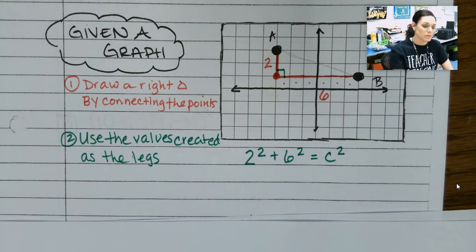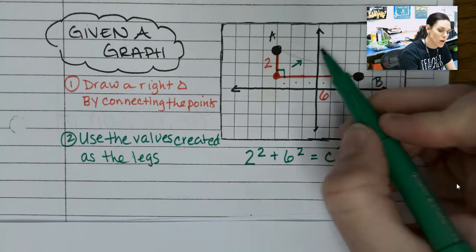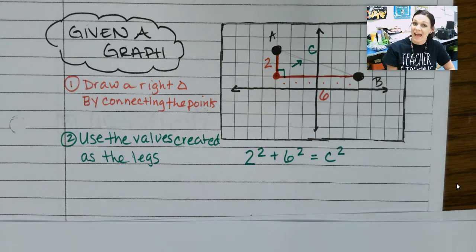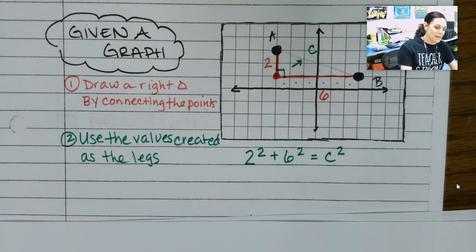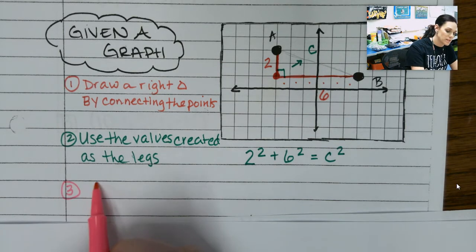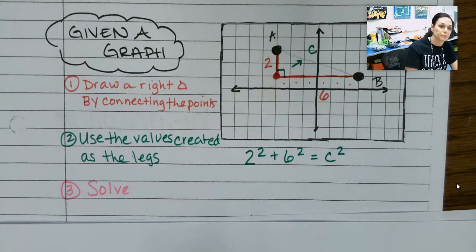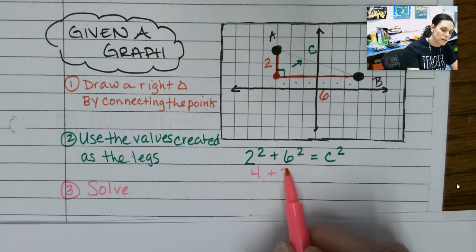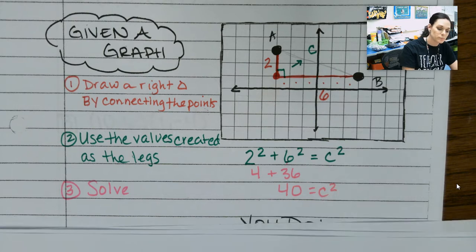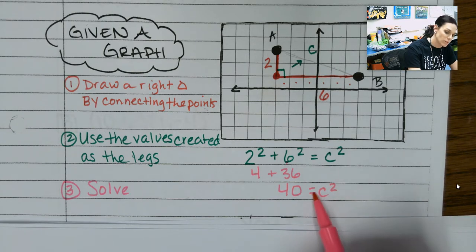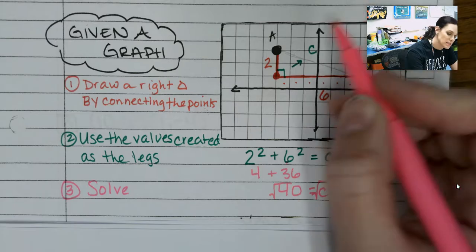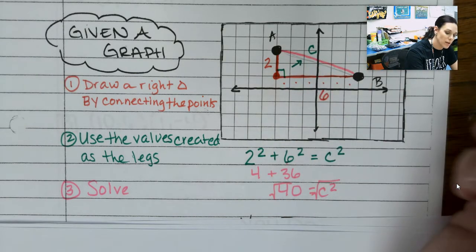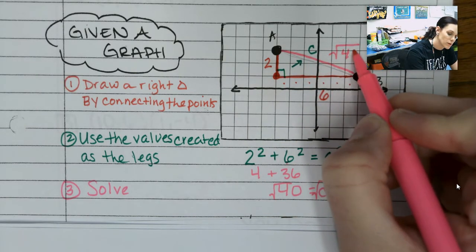So this distance between A and B is across from the 90-degree angle. So that part has to be C. Then my last step, just like anything else, is to solve. All right, so we would find that 2 squared is 4, 6 squared is 36, which means we have 40 equaling C squared, which means we take the square root of both sides. So this distance between A and B would be the square root of 40.